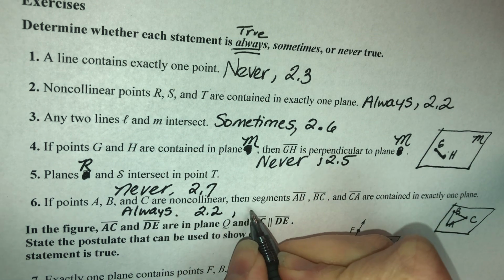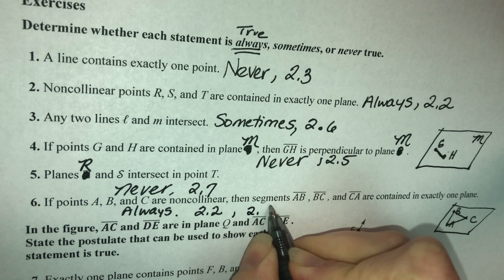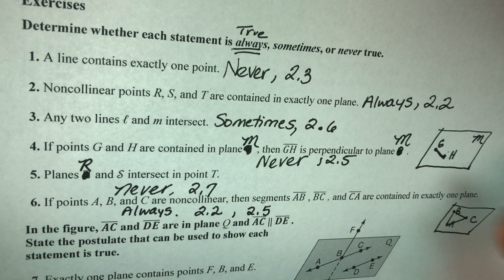You might have thought it was 2.5. If 2 points lie in a plane, the entire line containing those points also lies in the plane. It's actually kind of a combination of those 2 postulates, so either one of those referenced there would be appropriate.